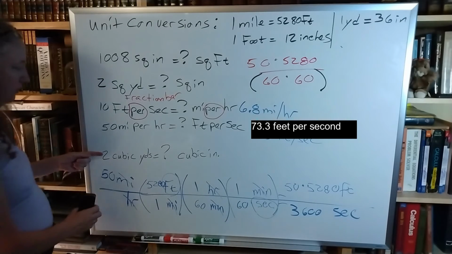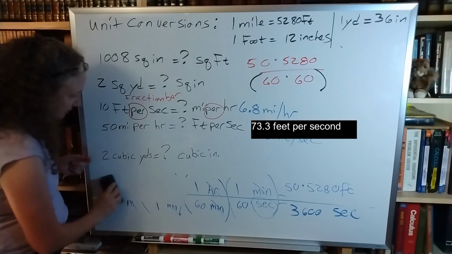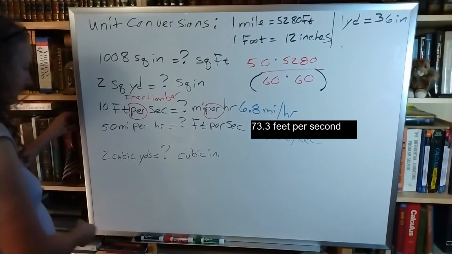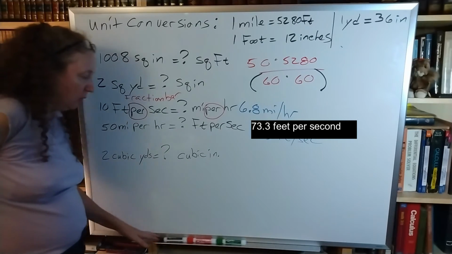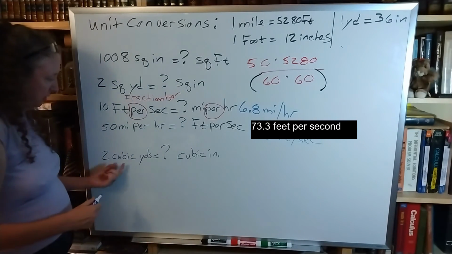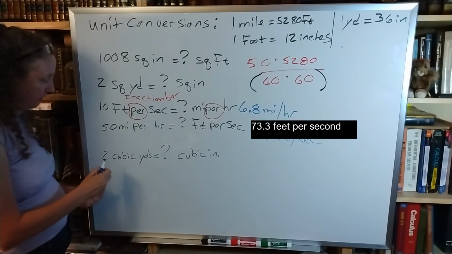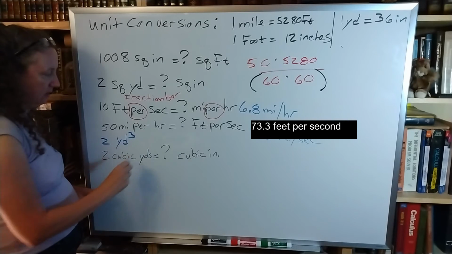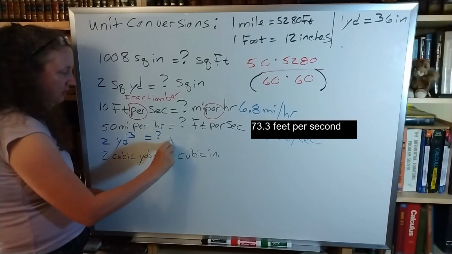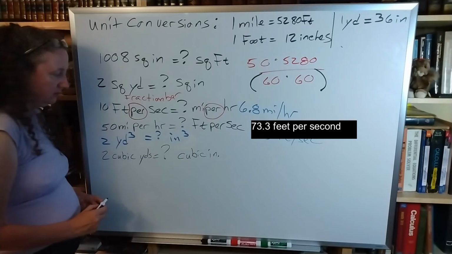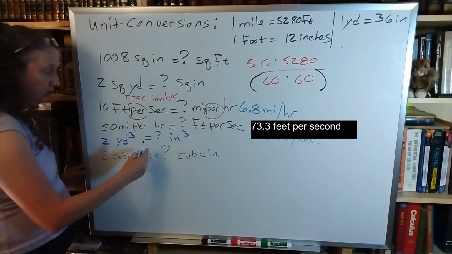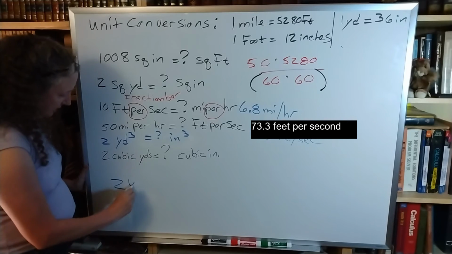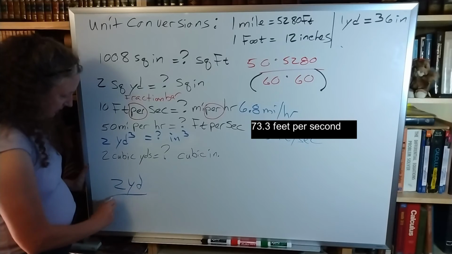Last problem for this set. 2 cubic yards is how many cubic inches? So I'm going to line this up the long way. Cubic means to the third power. So this is saying the same as 2 yards to the third power equals how many inches to the third power. So you can do it that way if you want to. More power to you if you can. Set it up. Yards on top over 1.